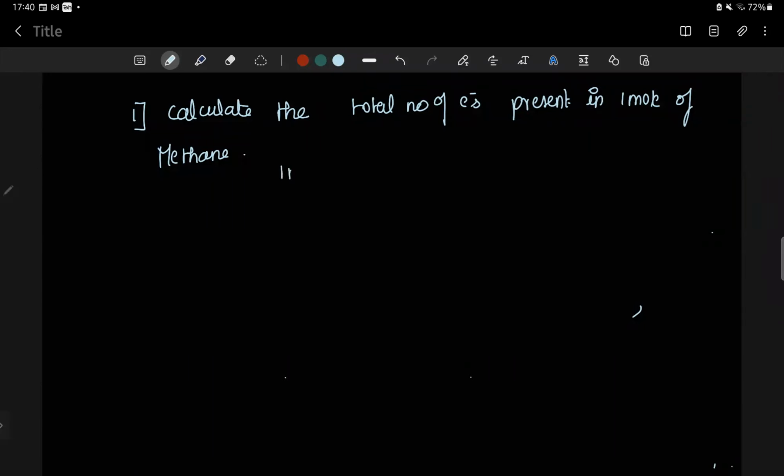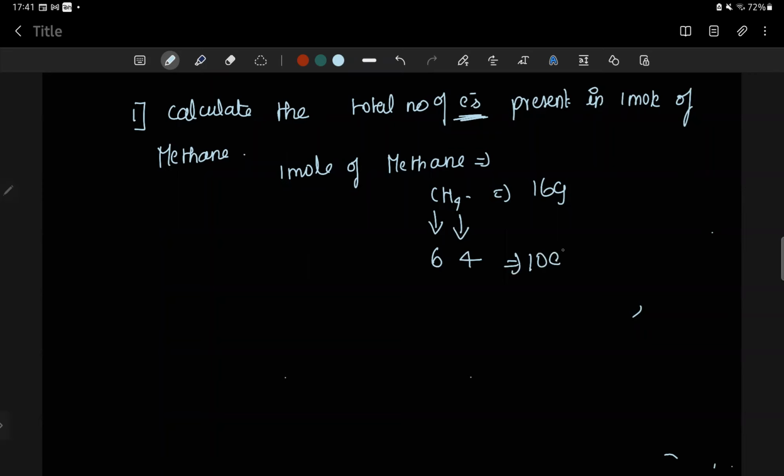Actually, when you're taking 1 mole of methane, they're asking how many electrons are present. We know 1 mole of methane, that is CH4, when speaking about the mass, is equal to 16 grams. But they're asking the total number of electrons. So for carbon, 6 electrons and 6 protons, right? And for hydrogen, 4 electrons. So totally 10 electrons are there.